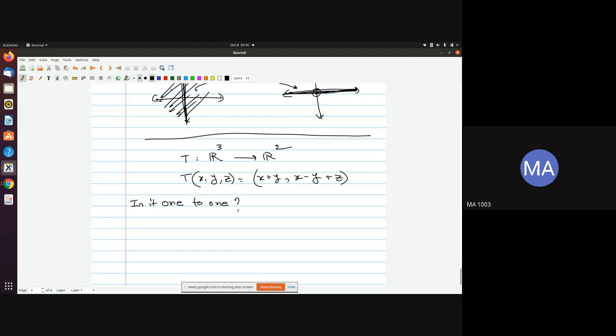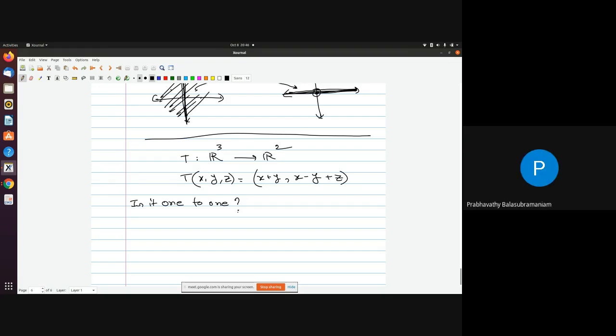So what does it mean? Are there two elements which are going to the same image? Is this happening in this case? No, sir. Please repeat, sir. Is it 1 to 1? That is the first question. Are there two elements inside the domain R3? Here the domain is R3. So are there any two elements in R3 which are going to the same image? Yes, sir.